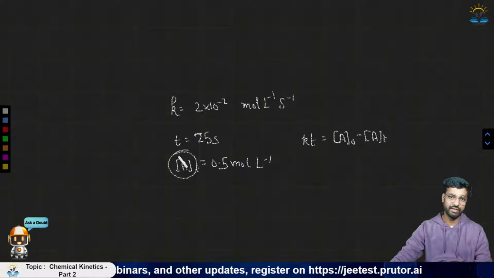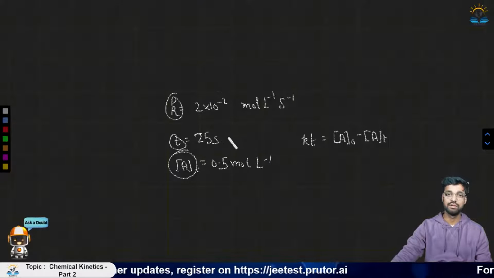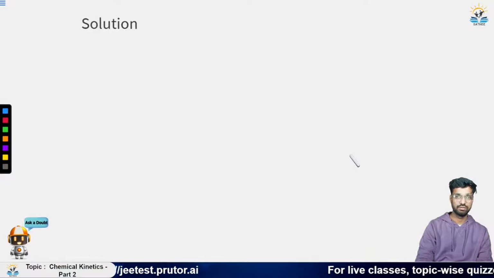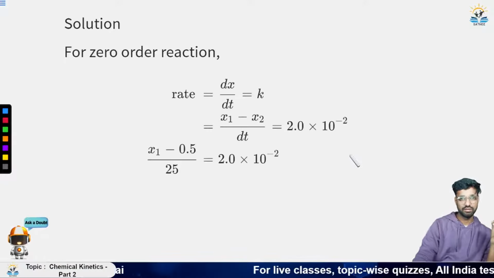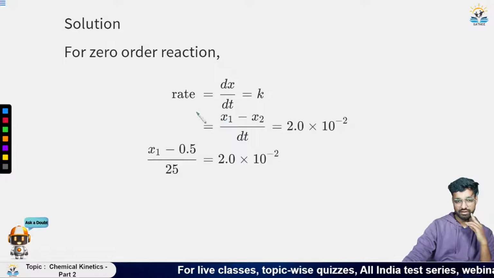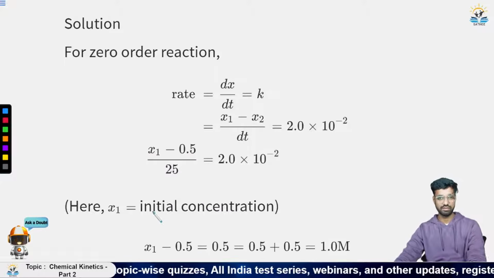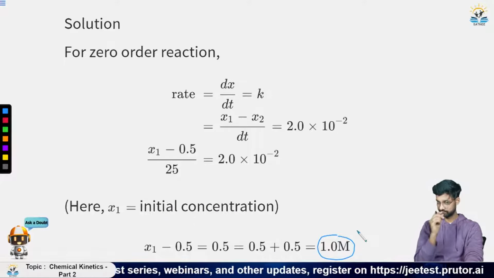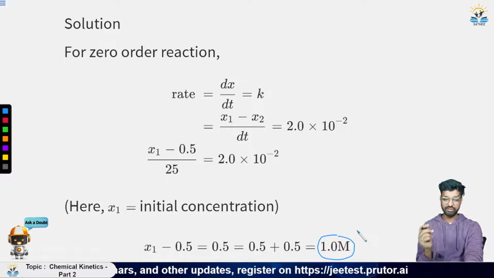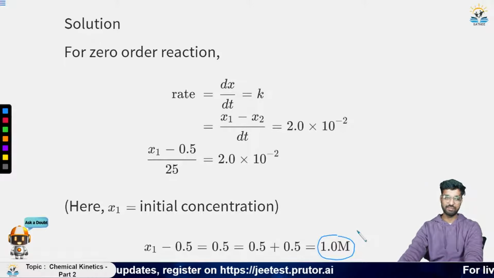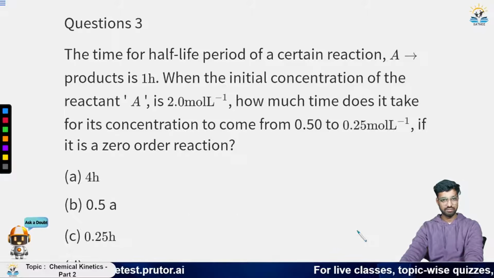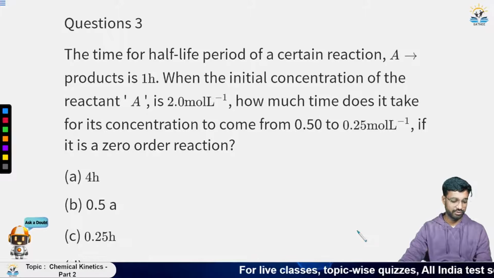So we have At, we have t, we have K. If you put all these in this equation, then you can find A naught. So the solution is given like this. We know that this is the rate law. Accordingly, we will put in these values and find the initial concentration, and we will find it as 1.0 M. Okay, so in this way you can solve this question. It is a direct numerical type question in which all values are given and you have to find your final answer.